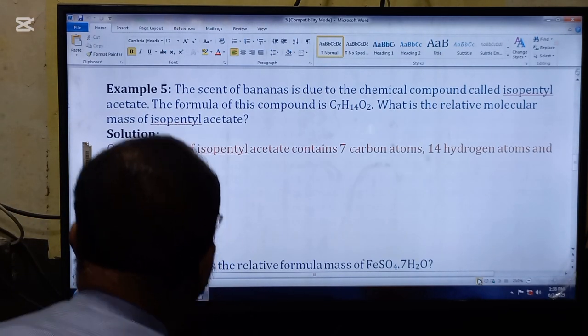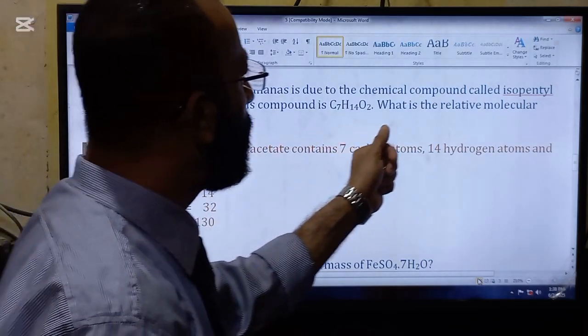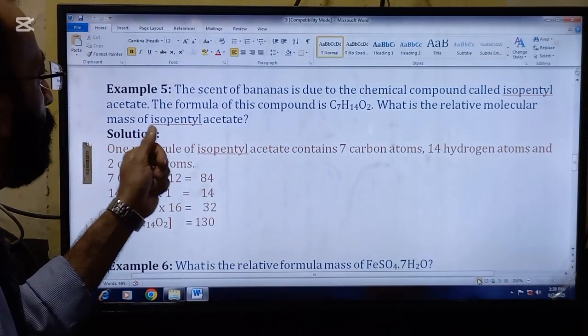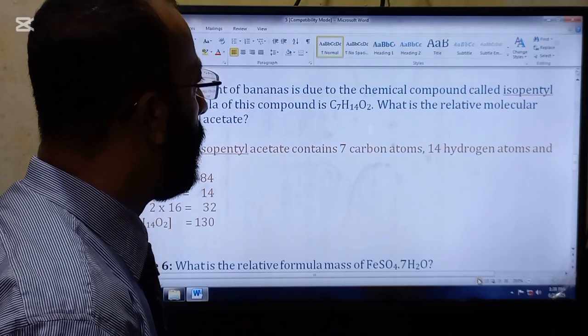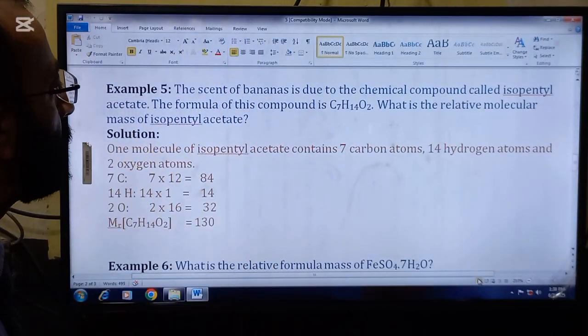Another question is here. The scent of the bananas is due to the chemical compound called isopentyl acetate. The formula of this compound is C7H14O2. What is the relative molecular mass of the isopentyl acetate?